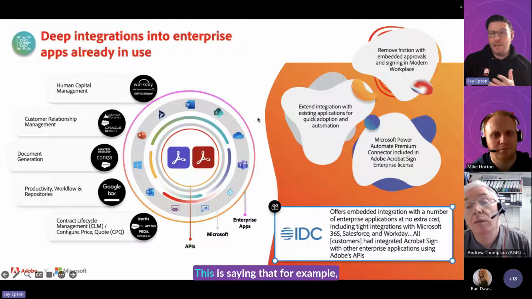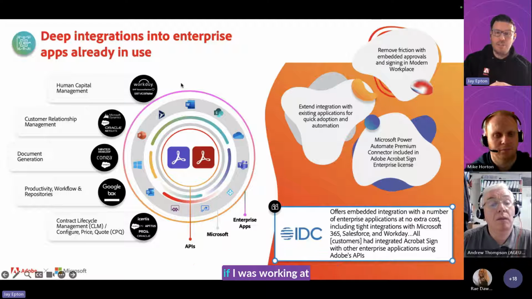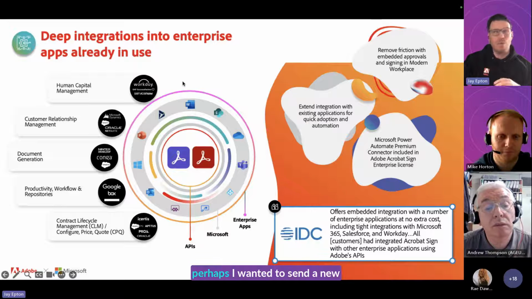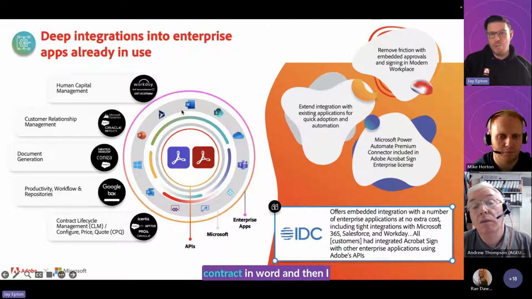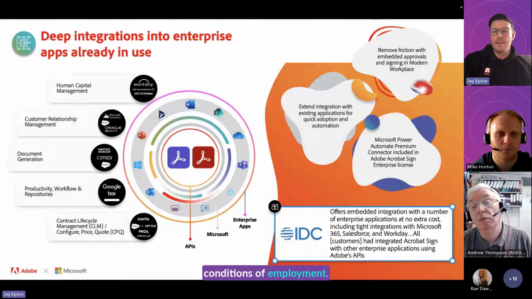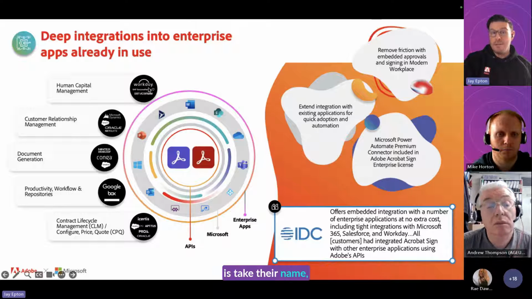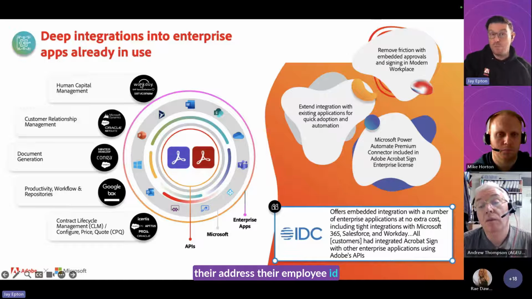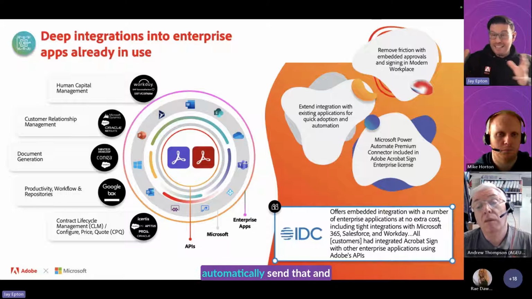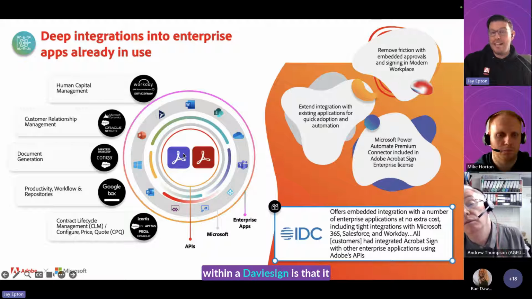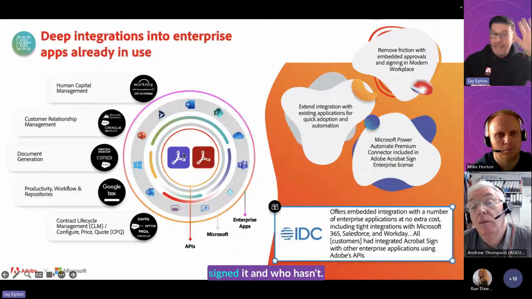This is saying that, for example, if I was working at an organization, perhaps I wanted to send a new employment contract to everybody, I could write the employment contract in Word, and then I could use Adobe Sign as a signature tool to get every employee to acknowledge that they adhere to the terms and conditions of employment. And then what I might do is take their name, their address, their employee ID from Workday, and automatically build that document digitally, automatically send that and email that to everybody in the organization. And the great thing within Adobe Sign is that it would allow me to see who has signed it and who hasn't.